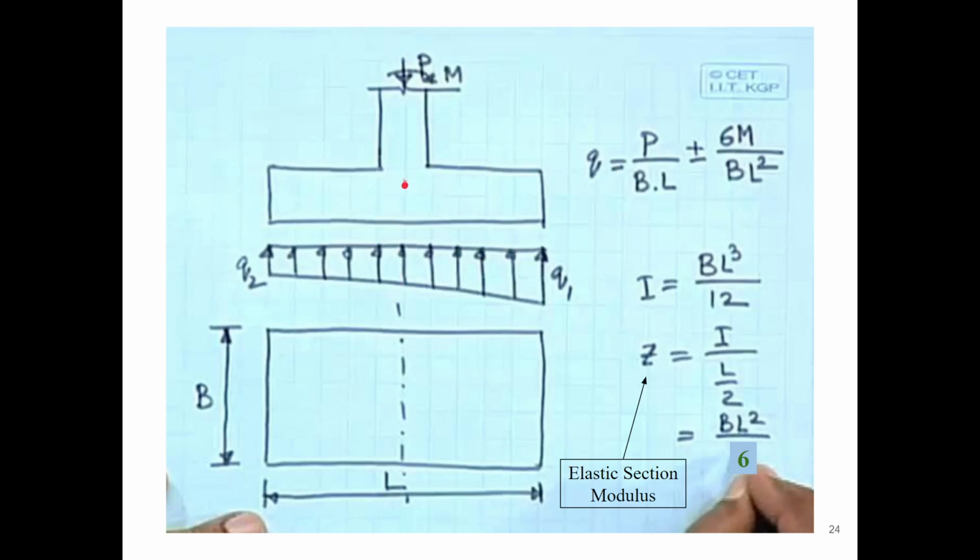Okay, here if we go to the right side, it will be increasing, that is plus 6M by BL square, and if we go to the left side, it is decreasing, that is minus 6M by BL square. Why? Because on the left side, the axial load acting will be in the downward direction, but the moment here will be acting in a downward direction because it is anti-clockwise, right?